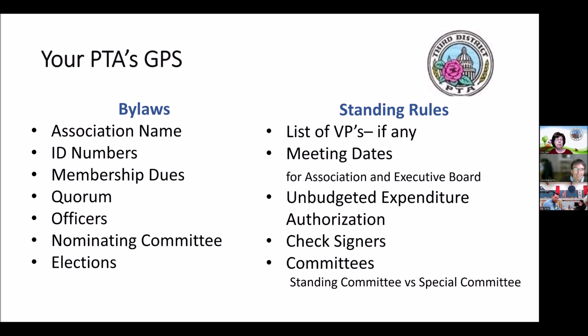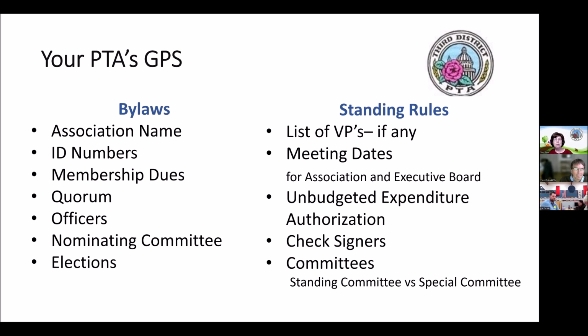The bylaws say what your quorums are. That's the minimum number of people that have to be present at an executive board meeting for you to do legal business, and the minimum number of members that have to be present at an association or general meeting in order to do official business. And in your case, your bylaws say that your quorum for board meetings is 5 and your quorum for association meetings is 11.